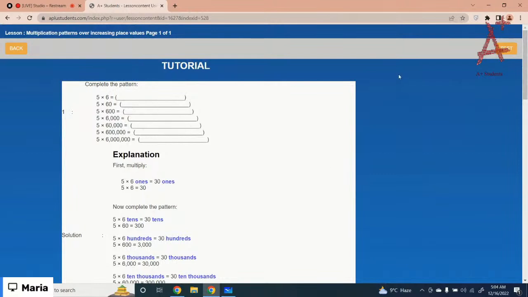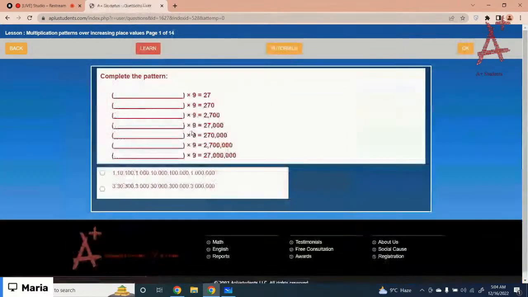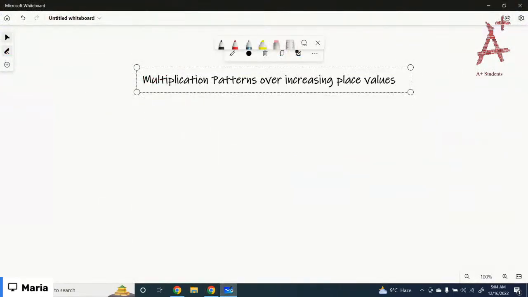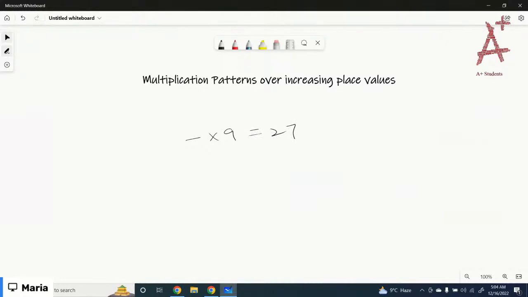Okay, so let's just start with the test. We have to find the number that when multiplied makes 27. Which number times 9 is 27? You have to find the number that when multiplied by 9 makes 27. Which number is it? 9 times what number is 27? Very good. 9 times 3 is 27.